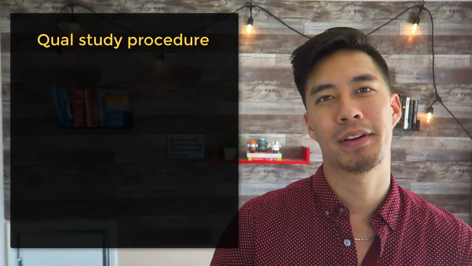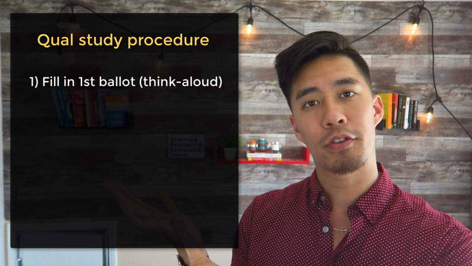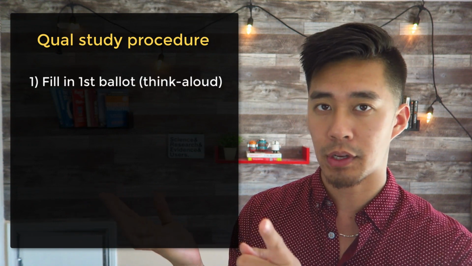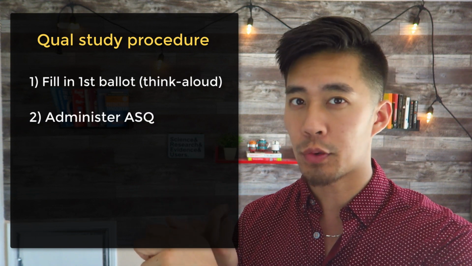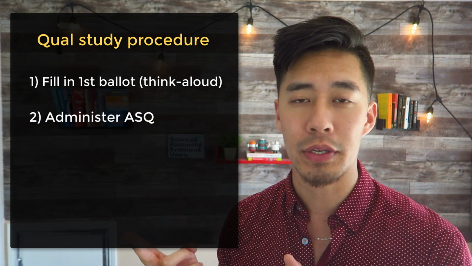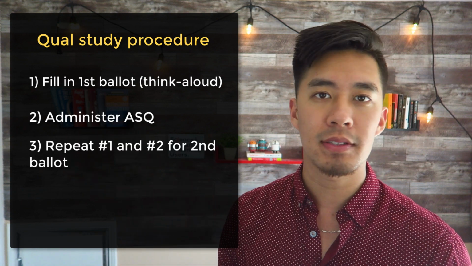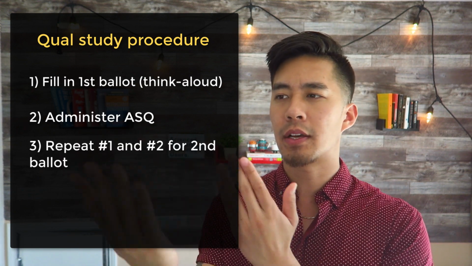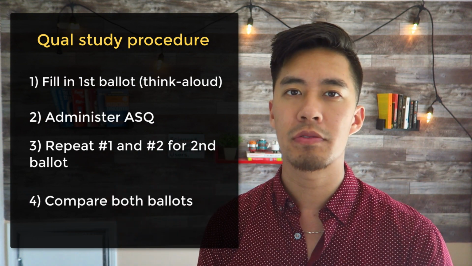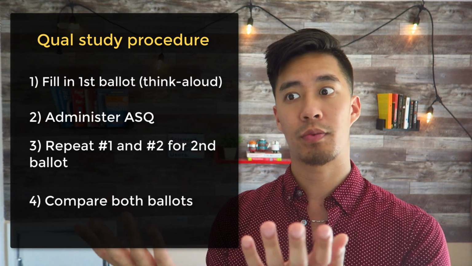So how's this going to work? Let's have participants fill in the first ballot while thinking aloud as they go along. After they've finished the ballot, administer the ASQ, or whatever scale you want to use. Then repeat the same process for the second ballot. At the end, have them take a look at both, give their overall impressions, and then finally ask them, what do you prefer? Why?